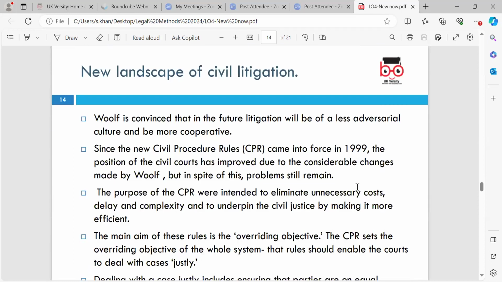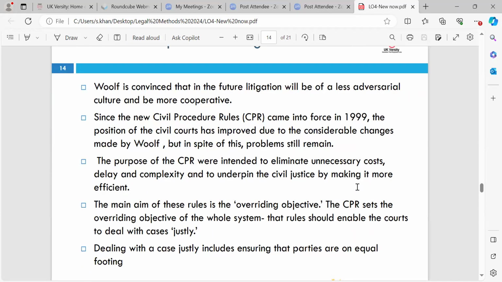New landscapes of civil litigation. Woolf is convinced that future litigation will be less of an adversarial culture and more cooperative. Since the new civil procedure rules came into force in 1999, the position of the civil courts has improved due to the considerable changes made by Woolf, in spite of the problems that still remain.